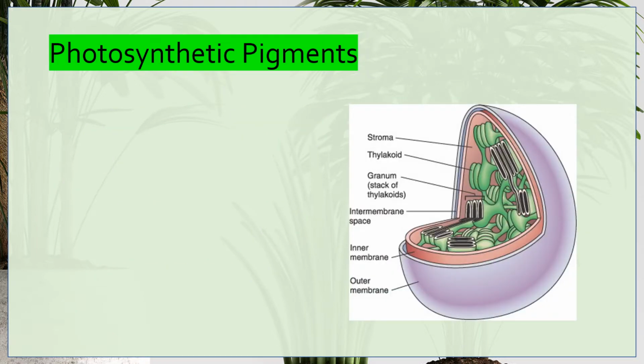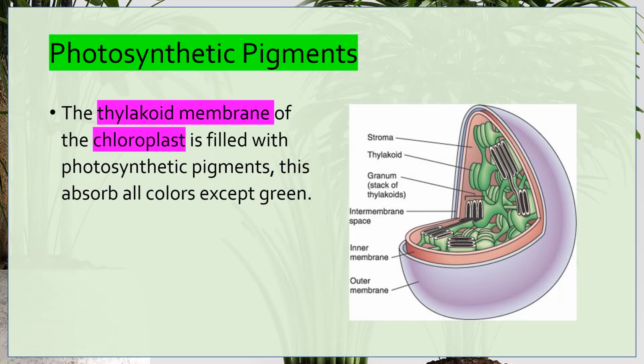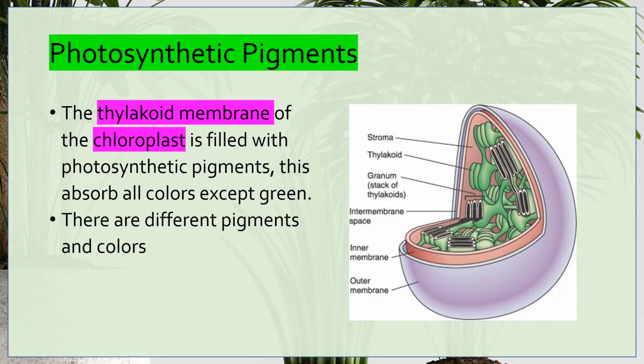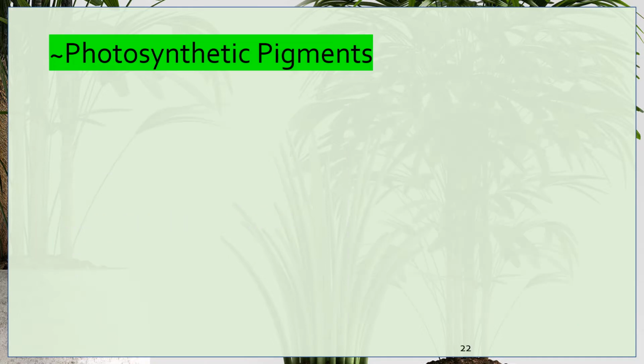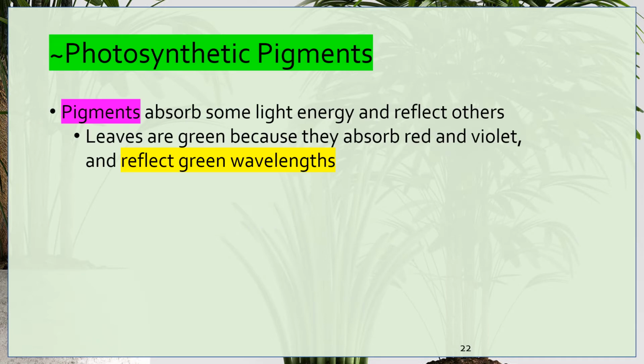So we have these different photosynthetic pigments that gather these photons. The thylakoid membrane of the chloroplast is filled with photosynthetic pigments that can absorb all colors except green. There are different pigments and colors. We have chlorophylls and carotenoids. Chlorophylls are green, carotenoids are orange. Pigments absorb some sunlight energy and reflect others. So leaves are green because they absorb red and violet and reflect the green wavelength. Hopefully you remember this from our art classes.